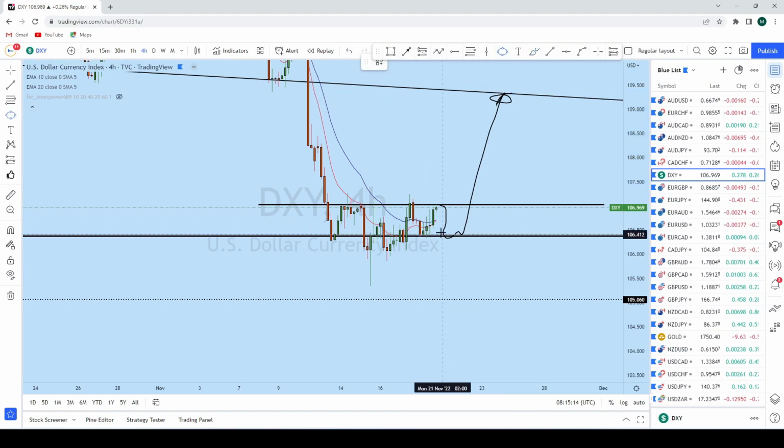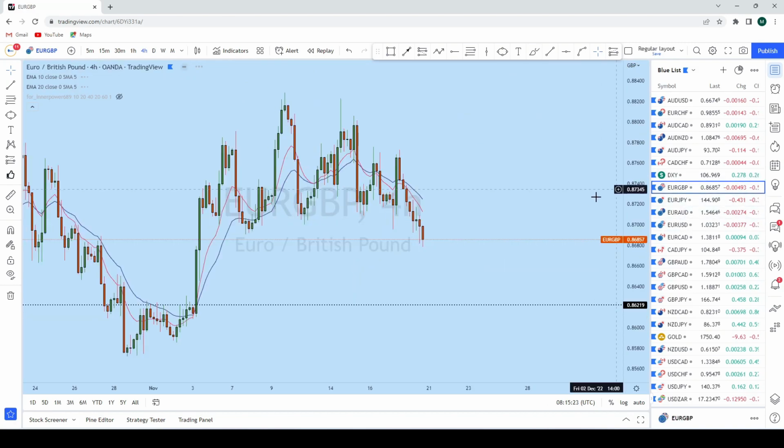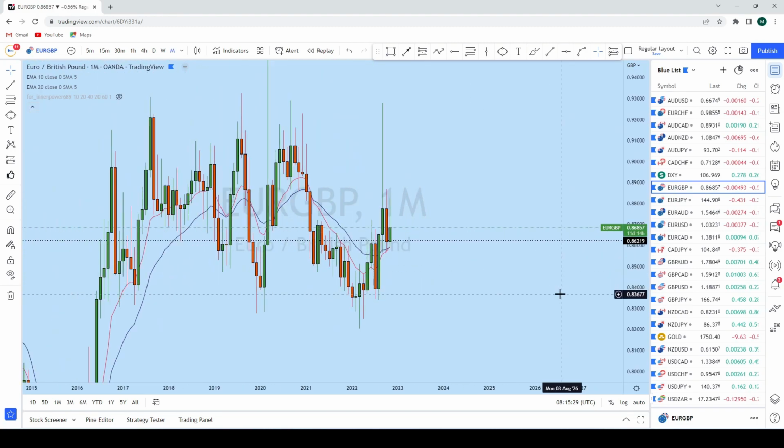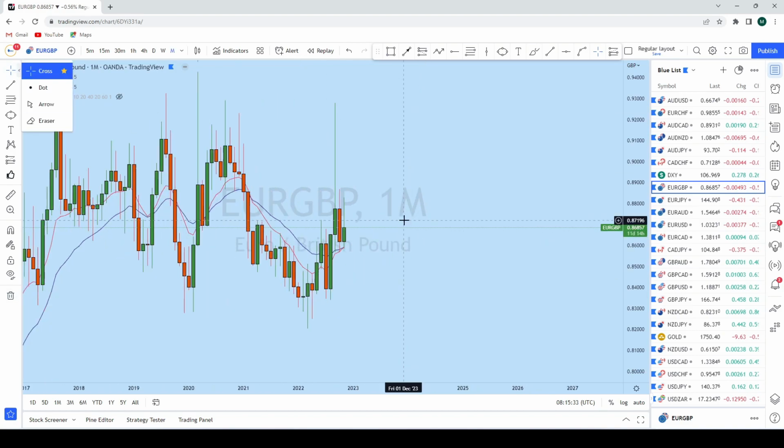So with that being said, from this zone we'll consider going long as soon as we find a suitable entry opportunity on DXY. Now let's look at EURGBP. Looking at the monthly time frame, we see that on the monthly perspective EURGBP is an inside bar with that previous monthly bearish candle.